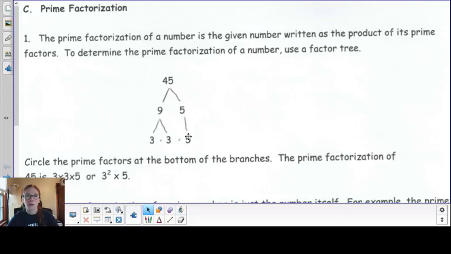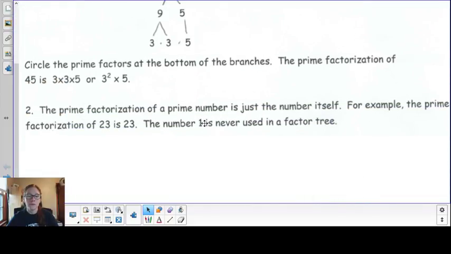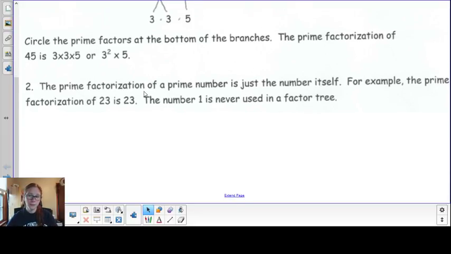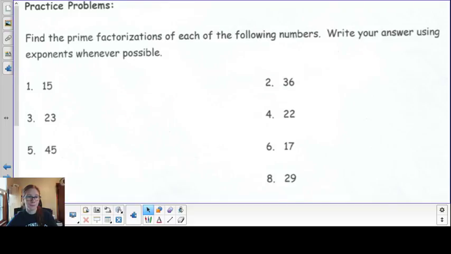And then 9 breaks into 3 and 3. Then we circle what the smallest of ones are, so we'd circle 3, 3, and 5. And then 45 is written as 3 times 3 times 5, or 3 squared times 5. The prime factorization of a prime number is just itself. So for example, 23 is just 23, because it's prime and we never use the number 1 in a tree.